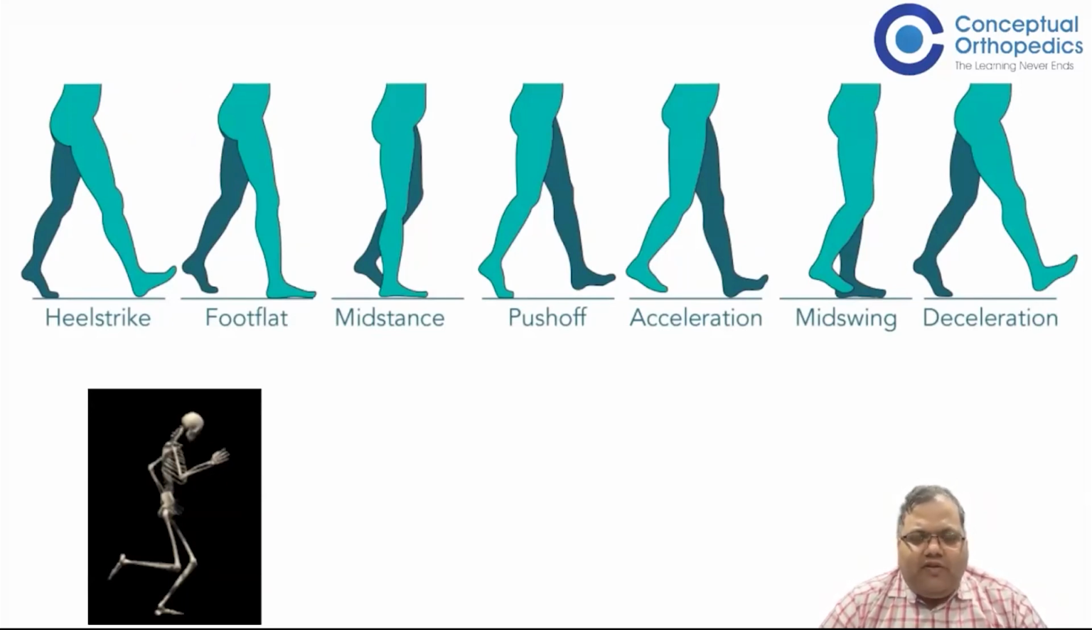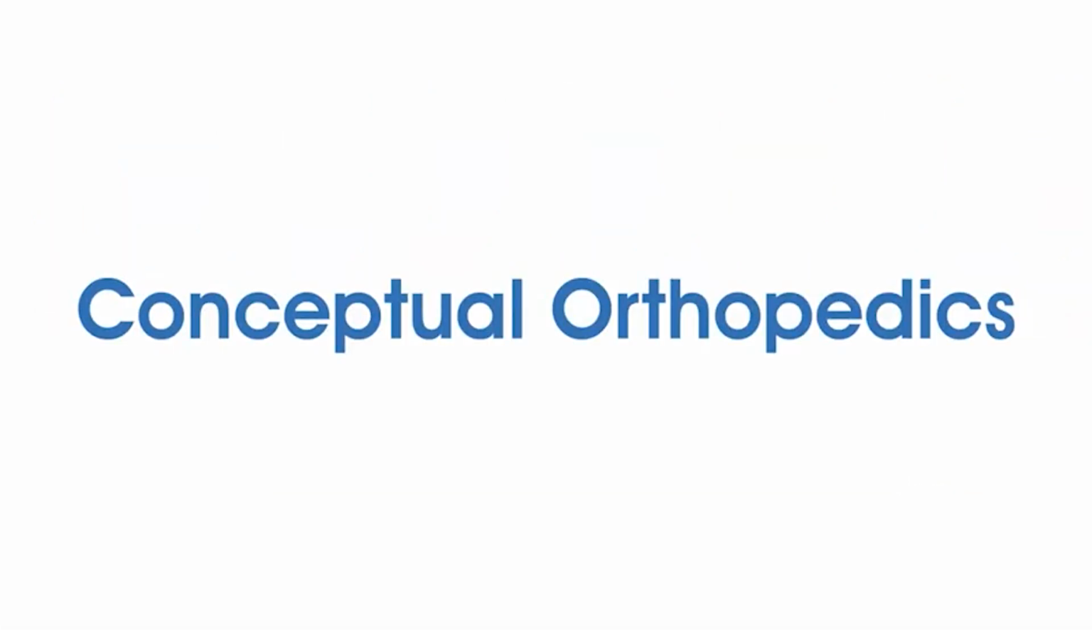in some part of the gait cycle, the limb will be bearing weight, and in the other part, it will not be bearing weight. So, if we divide the entire gait cycle into its components, in the heel strike, foot flat, mid stance, and push off, that particular limb is bearing weight, and in acceleration, mid swing, and deceleration, the patient is not bearing weight on that particular limb.